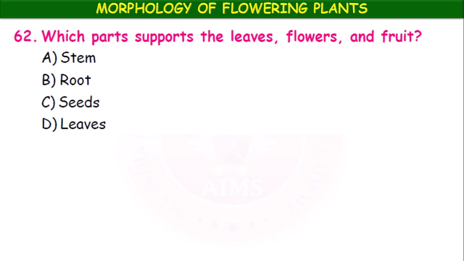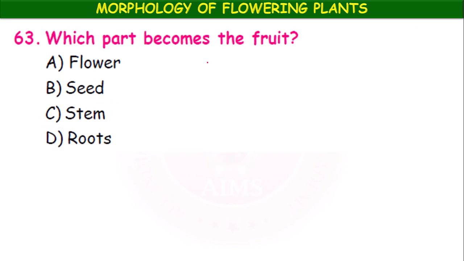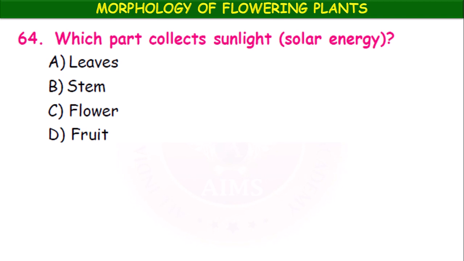Next. Which part supports the leaves, flowers and fruits? Stem, root, seeds, leaves. It is the stem. Which part becomes the fruit? Flower, seed, stem, roots. After fertilization, the flower develops into fruit. Which part collects sunlight, solar energy? Leaves, stem, flower, fruits. It is the leaves.